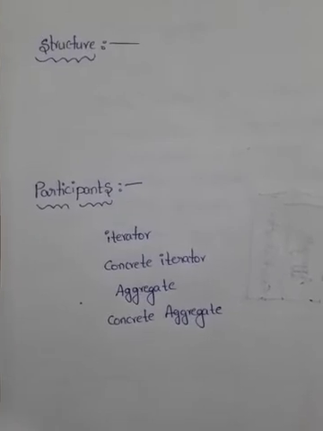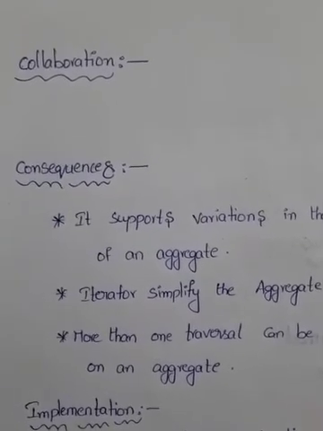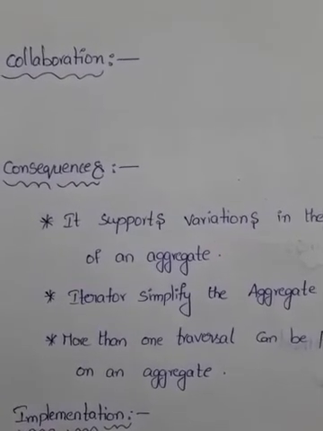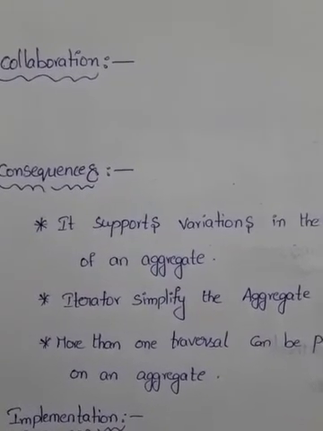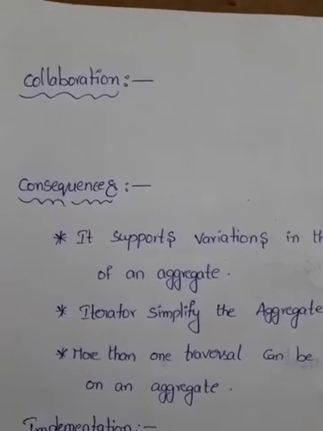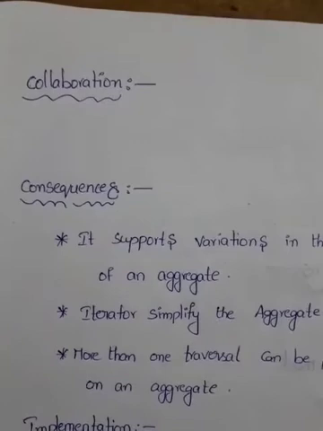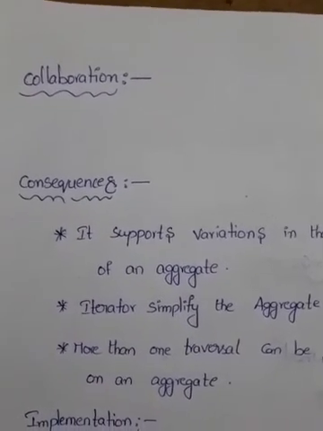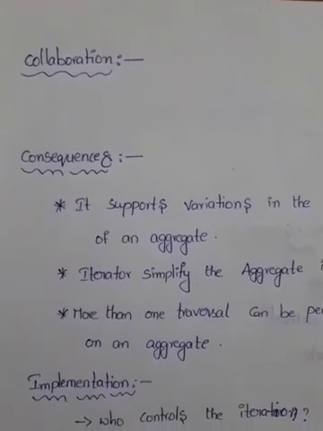So, our next template is collaboration. Coming to the collaboration, a concrete iterator keeps track of the current object in the aggregate and can compute the succeeding object in the traversal. And the next template is consequences.